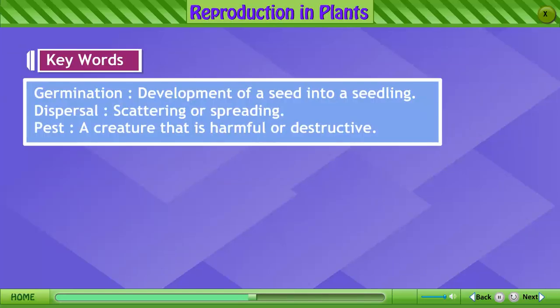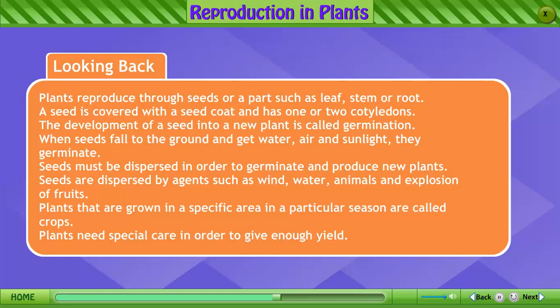Keywords: germination, development of a seed into seedling; dispersal, scattering or spreading; pest, a creature that is harmful or destructive. Looking back, plants reproduce through seeds or a part such as leaf, stem or root. A seed is covered with a seed coat and has one or two cotyledons. The development of a seed into a new plant is called germination.